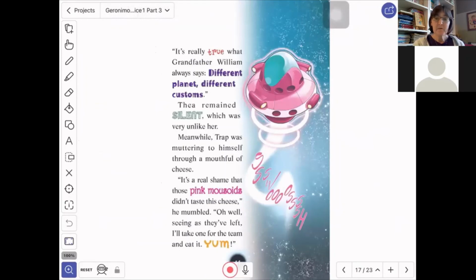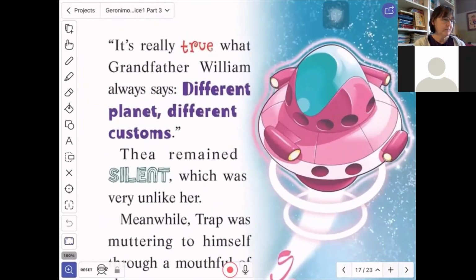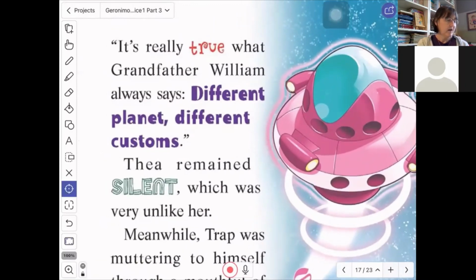All righty. Well, are you still there? Yes. All righty. "It's really true what Grandfather William always says. Different planet, different customs." Thea remained silent, which was very unlike her.